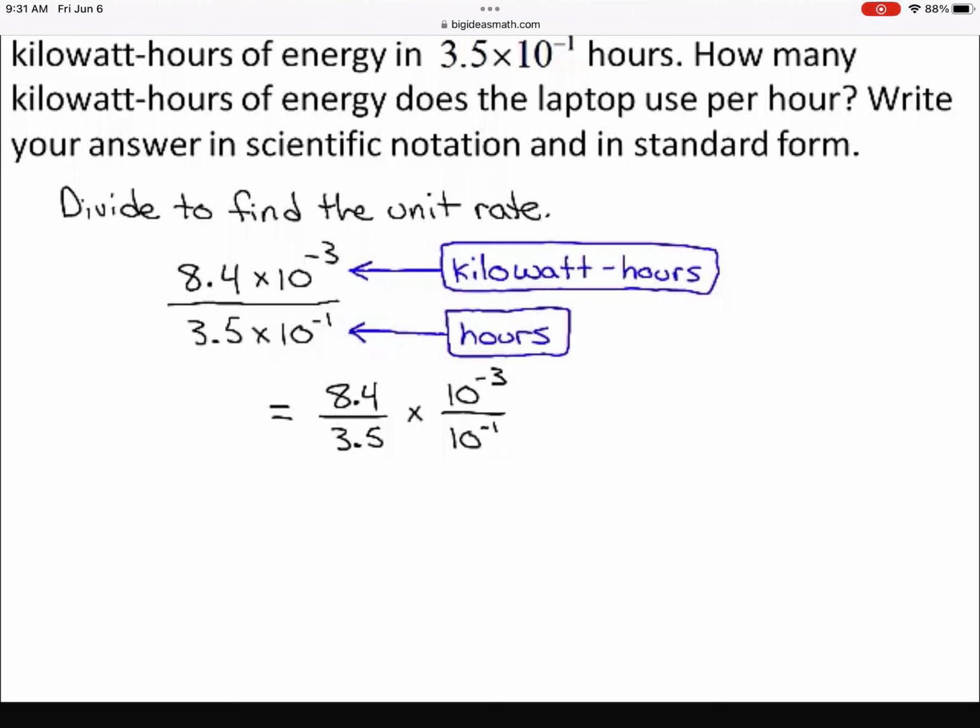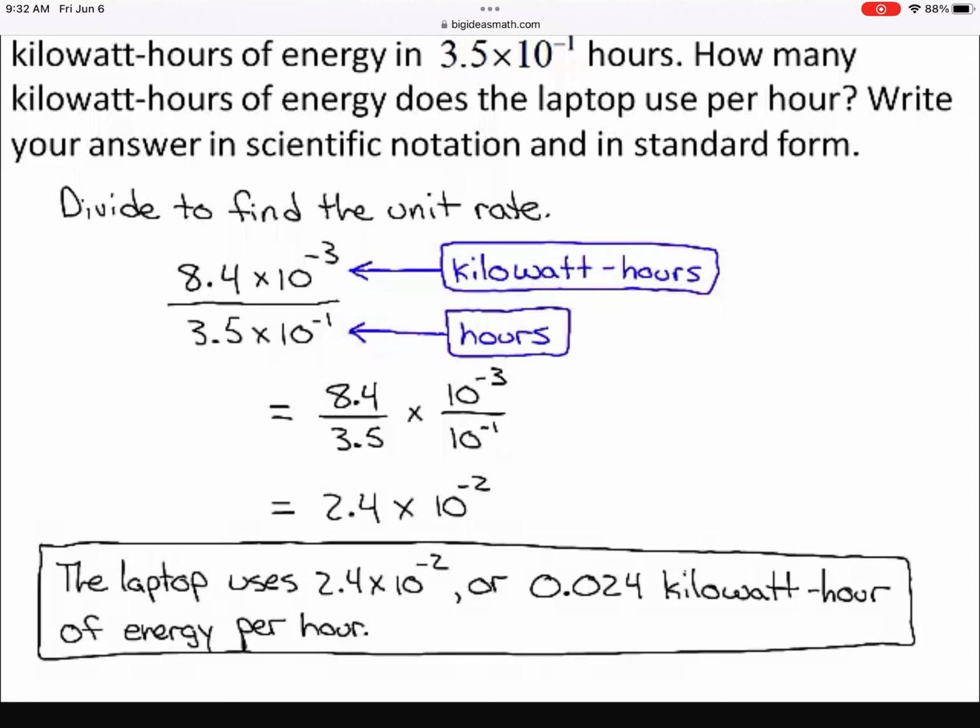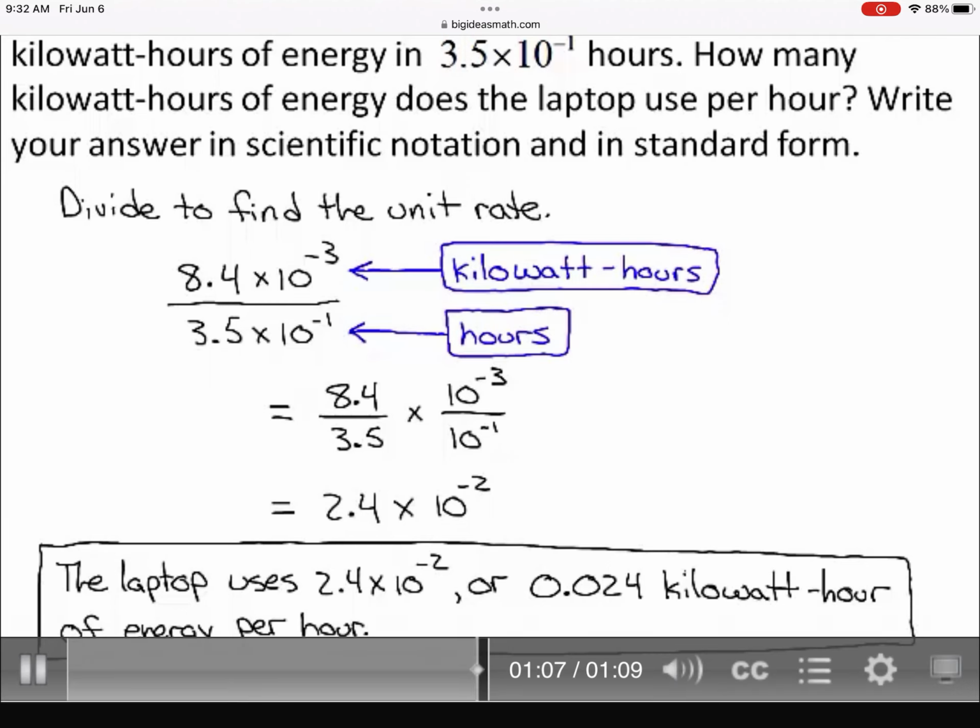Note that 8 4/10 divided by 3 5/10 equals 2 4/10. Using the quotient of powers property, 10 to the negative third power divided by 10 to the negative first power equals 10 to the negative second power. So the expression equals 2 4/10 times 10 to the negative second power. So the laptop uses 2 4/10 times 10 to the negative second power, or 24 thousandths kilowatt hour of energy per hour.